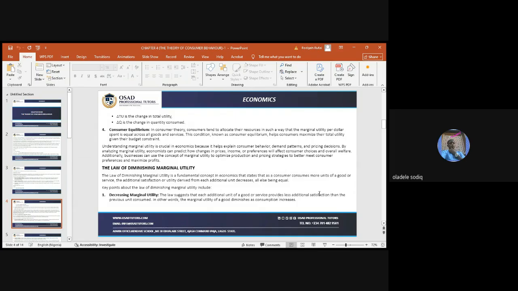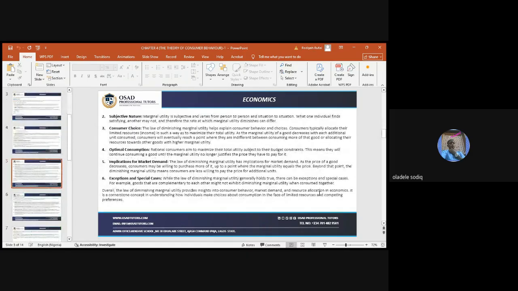So we are still saying the same thing. The more units you take, the less your what? The lesser quantity you'll be able to consume, you'll be able to take. So that is that. Then you also have another key factor, which is its subjective nature.